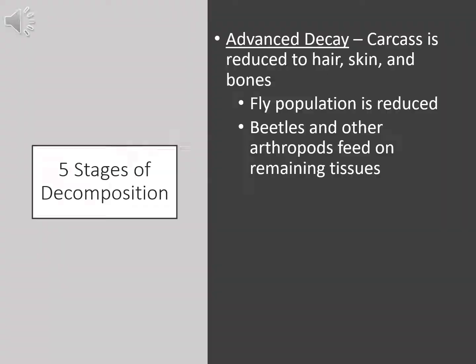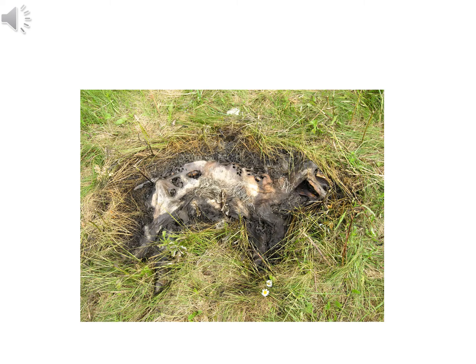And here we go, another warning about a graphic picture coming up, so if you'd like to close your eyes or look away, I suggest you do so now. All right, and so here we have an image of advanced decay. This is not a human, but it is an animal in advanced decay, and you see there's very little left at this point, really just the fur, the bones, and some skin. So only the toughest parts of the animal are remaining at this particular point of advanced decay.